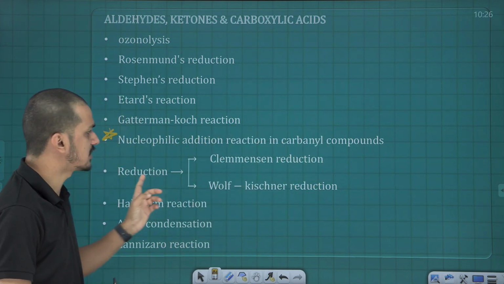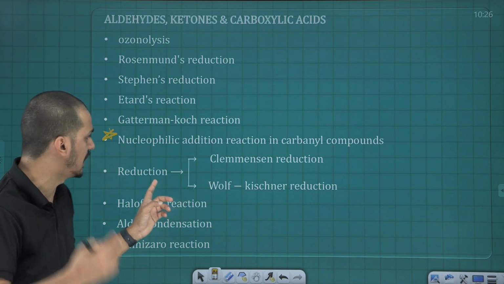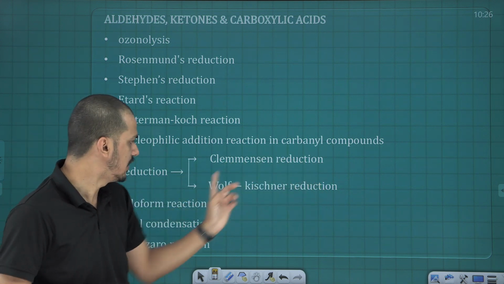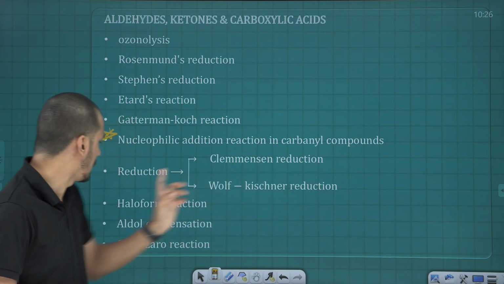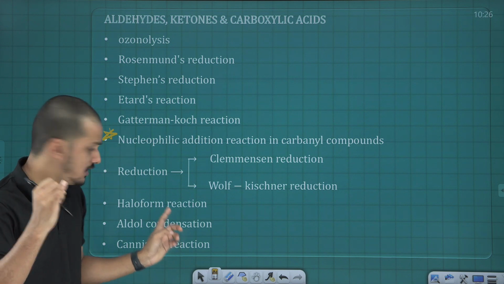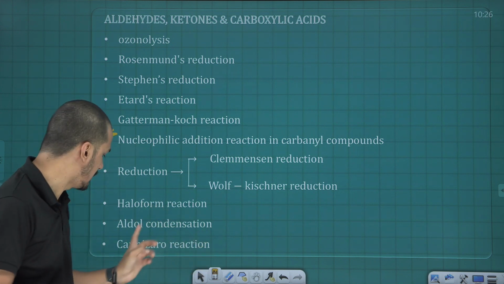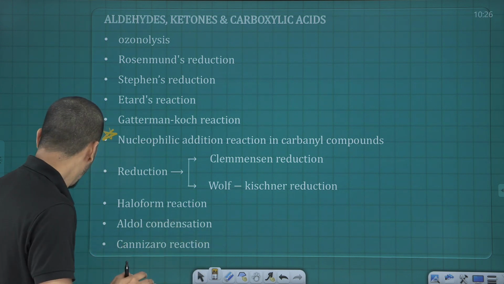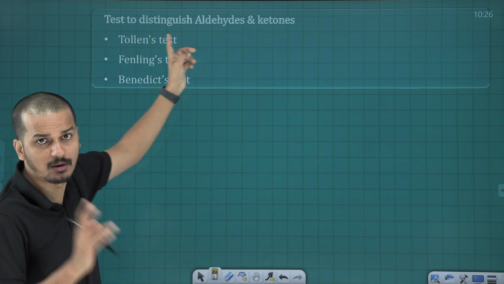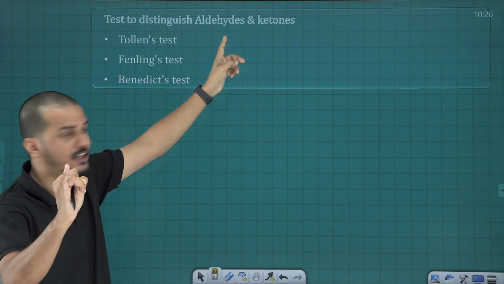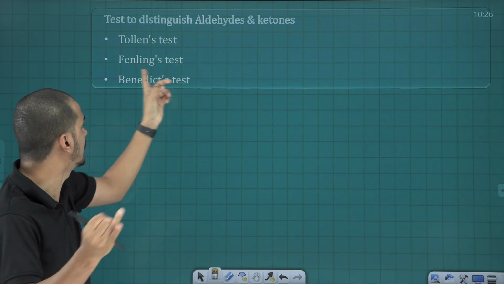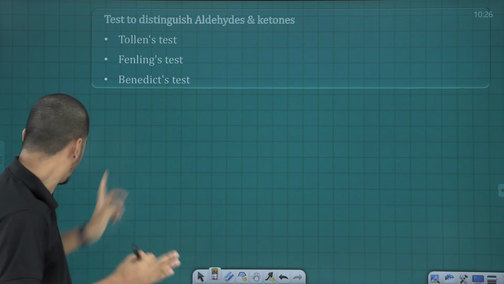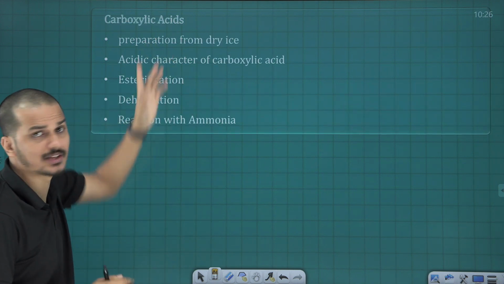Next, in reduction itself, two types are there: Clemmensen reduction as well as Wolff-Kishner reduction. Then haloform reaction and aldol condensation, then Cannizzaro reaction. Then again, you have to remember the tests to distinguish aldehydes and ketones, that is Tollens test, Fehling's test and Benedict's test. Then again, carboxylic acid.